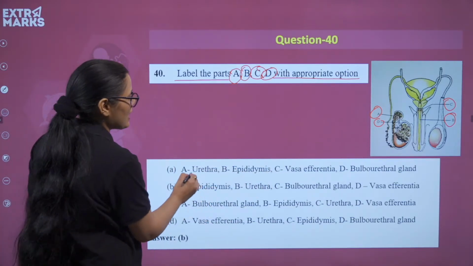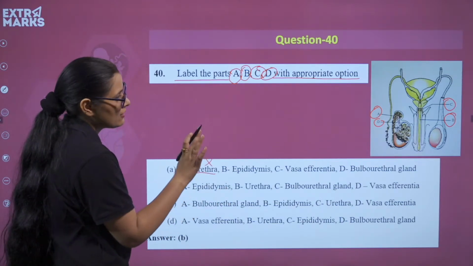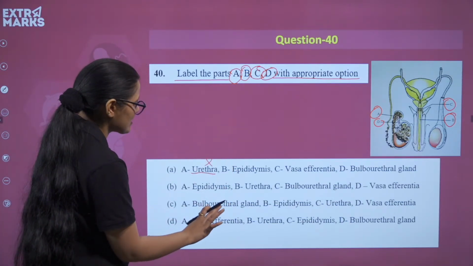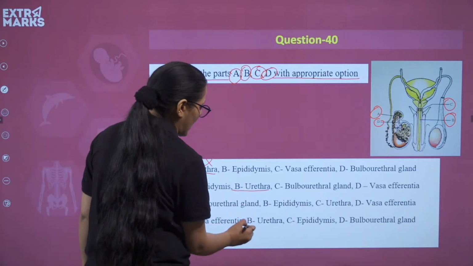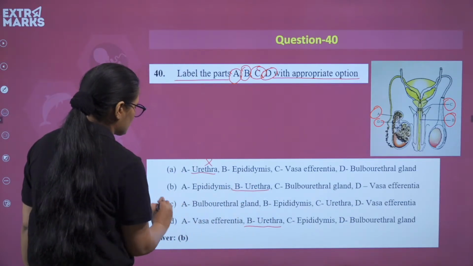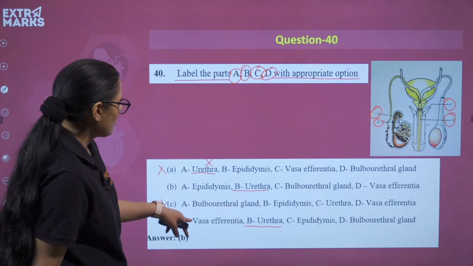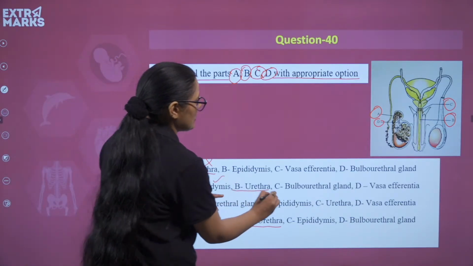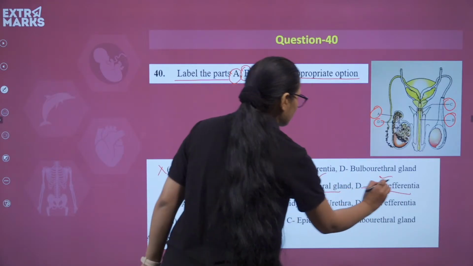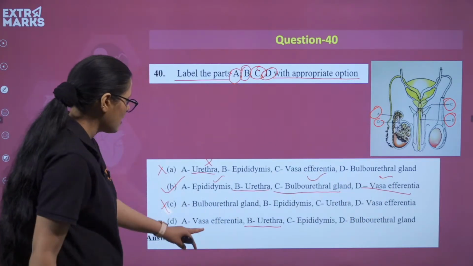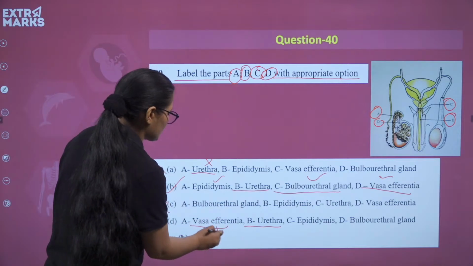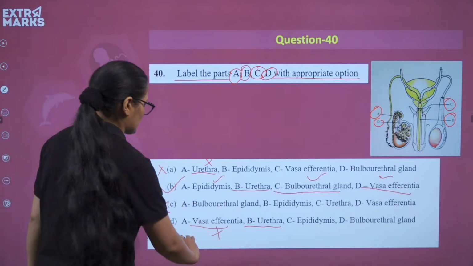First option, A is urethra, absolutely incorrect. Your urethra is B. So whichever satisfies B is this option and this option. Let's see. So your option C is also incorrect. In B, A is your epididymis. And yes, this is correct. C is your bulbourethral and D is your vasa efferentia. So this would be the correct answer. In D, A is vasa efferentia. This is not correct. So answer would be option number B.